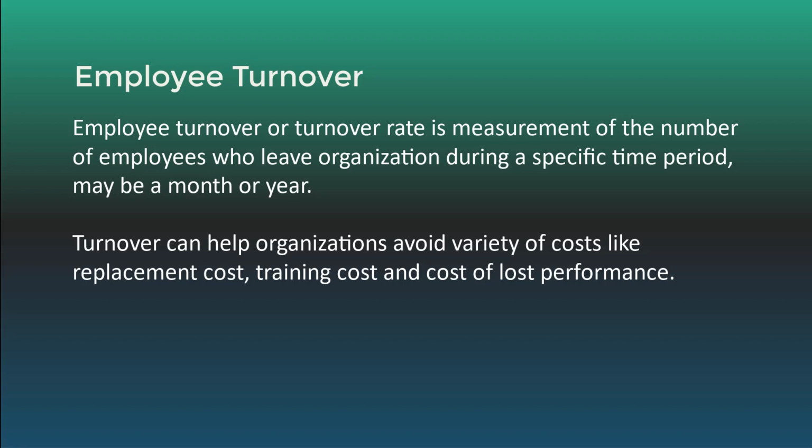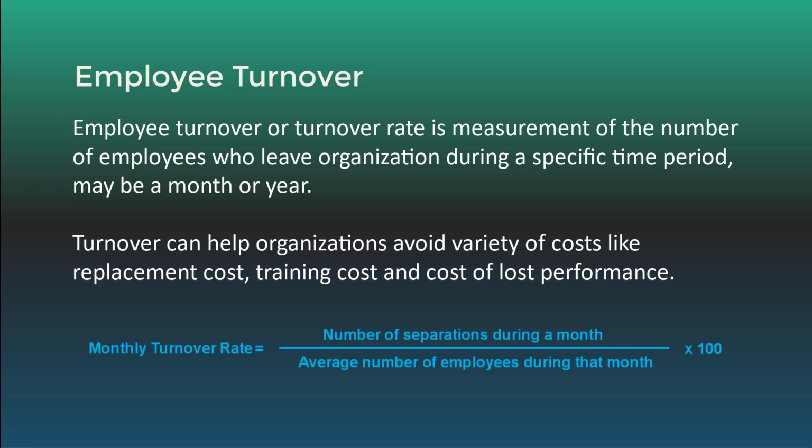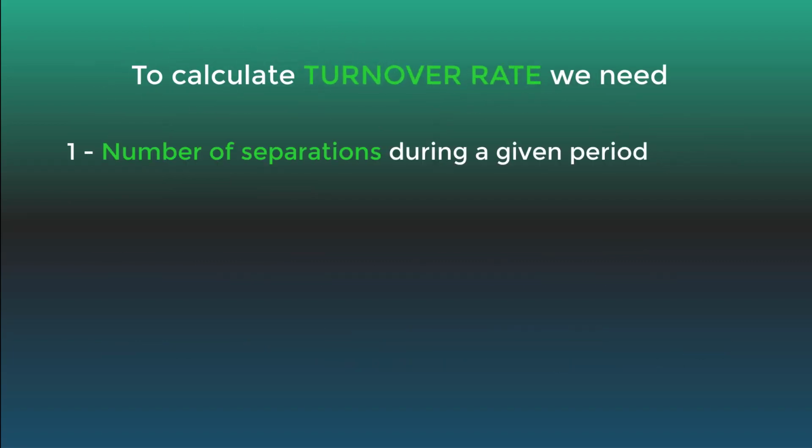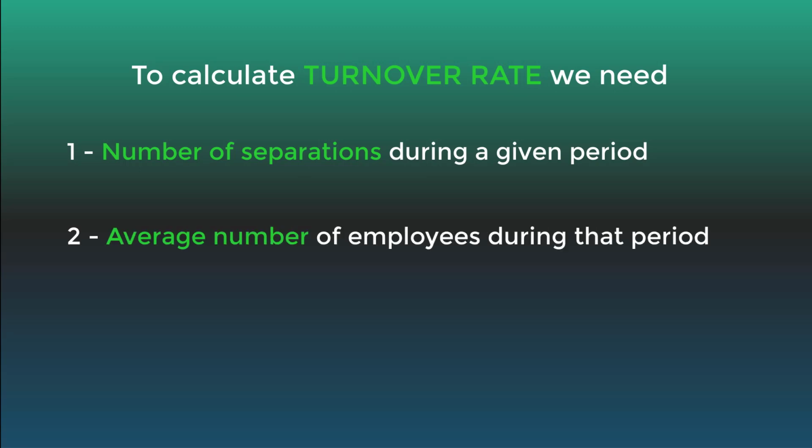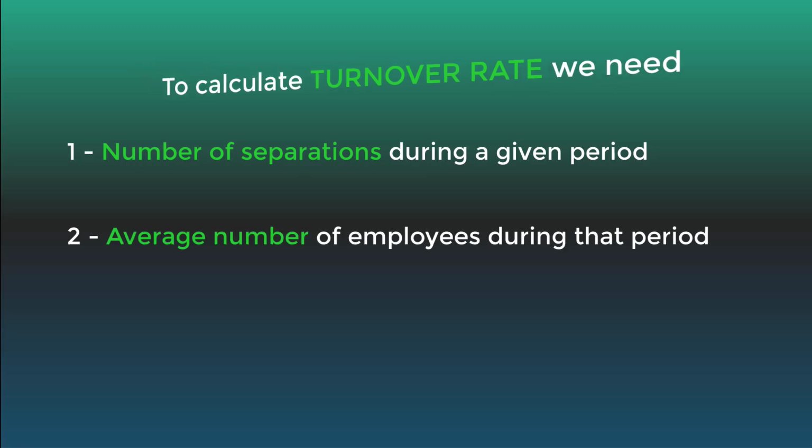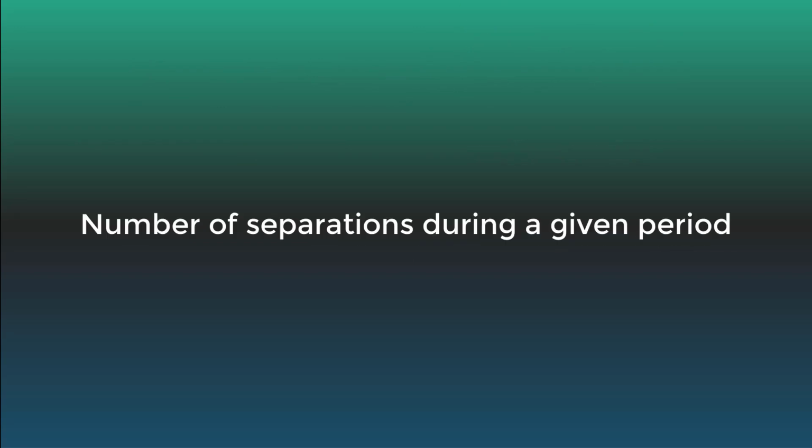Turnover is determined by taking the number of separations during a given period of time divided by the average number of employees during that period. So we use a formula like this. According to the formula, we need two pieces of information: the number of separations in a given period and the average number of employees during that period. So first we calculate separations of employees.